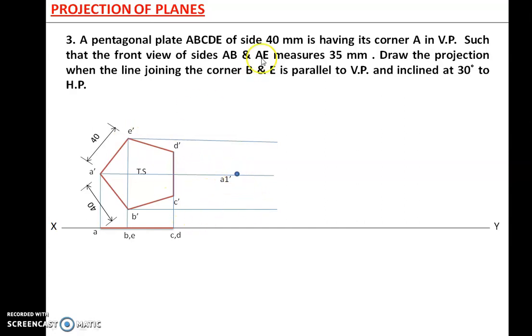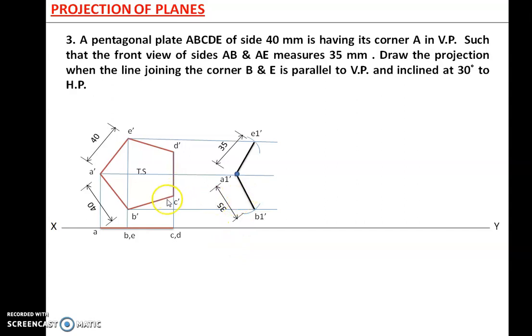And what will be the distance of A1 dash E1 dash, and A1 dash B1 dash? 35 mm. So take this 35 mm in your compass. With A1 dash as center, cut the two projectors by 35 mm. Mark the points B1 dash, E1 dash, and join them. So we have first drawn the reduced shape of these two sides, which is given as 35. Previously they were 40, now we have reduced it to 35.